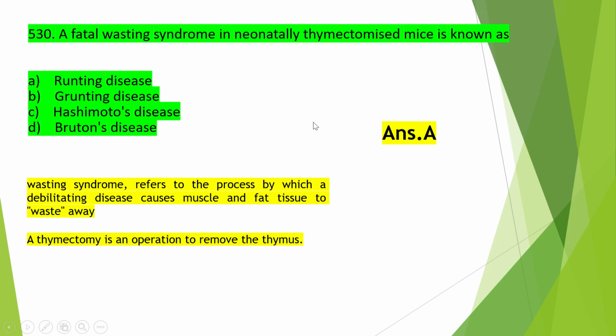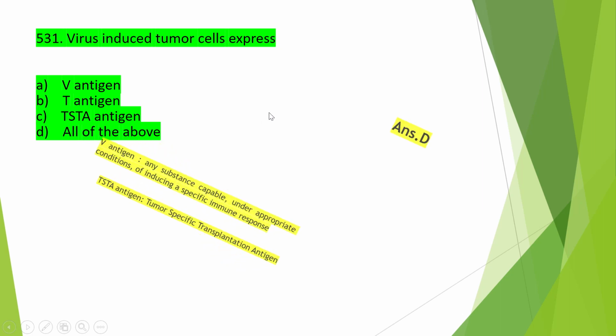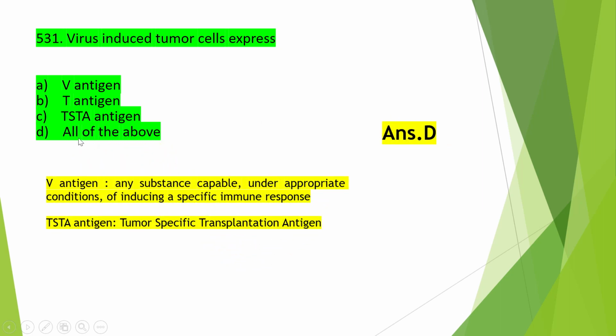Okay, so let's move on to the next question, that is virus induced tumor cells express option A, V antigen, option B, T antigen, option C, TST antigen, or option D, all of the above. So the right answer is option D, that is all of the above. So virus induced tumor cells express V antigen, T antigen, and TST antigen, all of these.